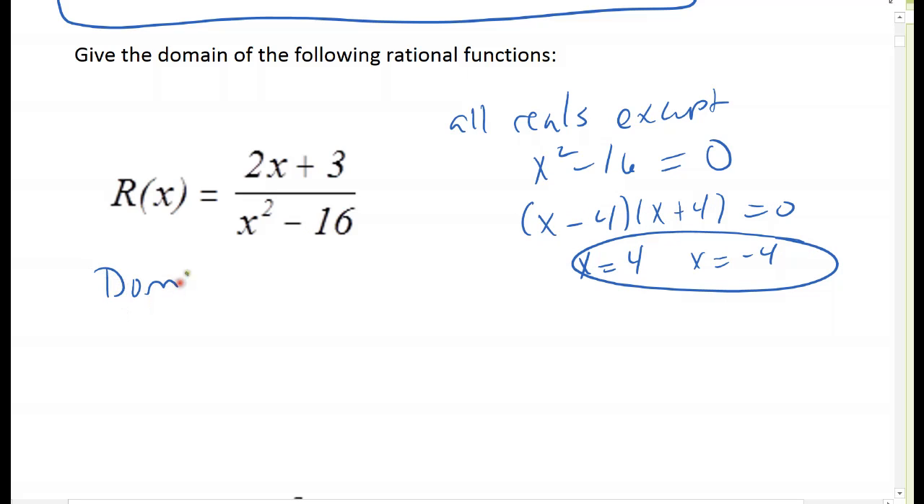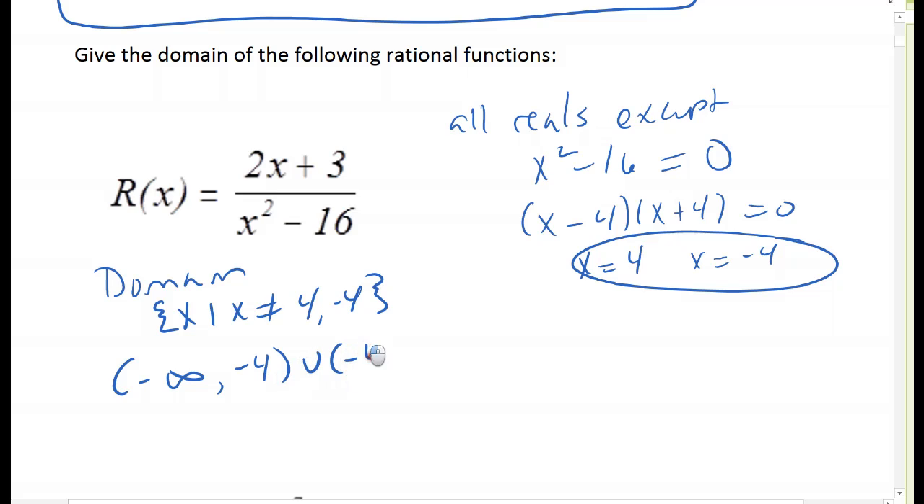And so the domain, if I'm using set notation, is every x such that x does not equal 4 and negative 4. If I'm using interval notation, it's everything between negative infinity to negative 4, everything between negative 4 and 4, and everything from 4 to infinity. There's the domain of that particular function.